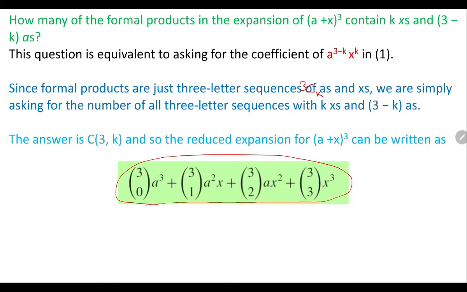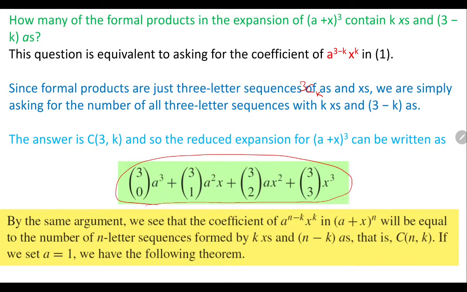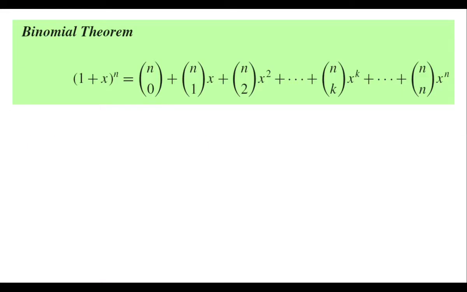It means if we generalize it, then in (a plus x) raised to the power n, the number of n-letter sequences formed with k x's, which means the coefficient of x raised to the power k and a raised to the power n minus k, is nCk. And if I put a equal to 1, then it becomes the binomial theorem, where the coefficient of x raised to the power k is nCk, and that's why we call them the binomial coefficients.